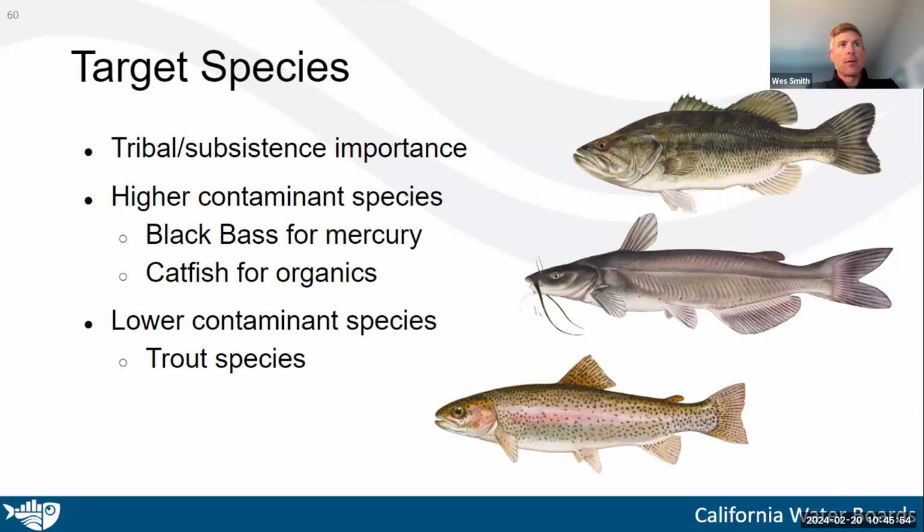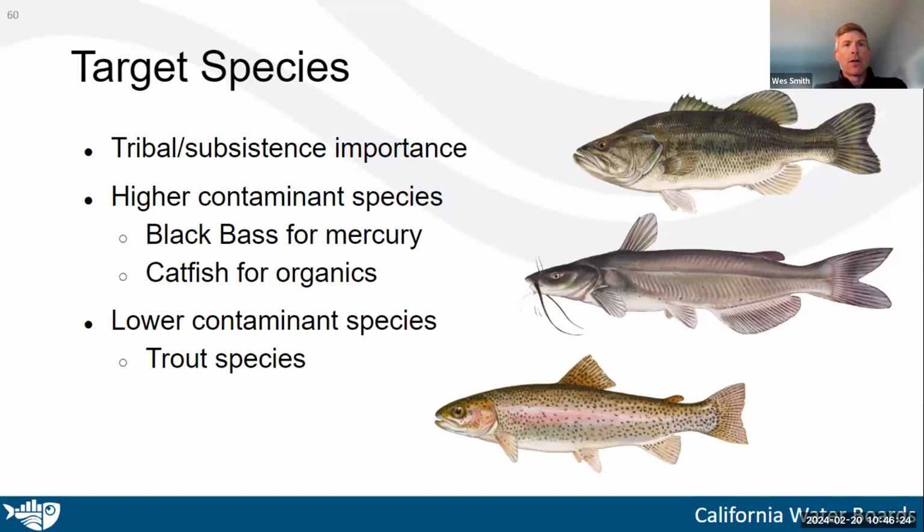As Jay mentioned, for the higher contaminant species, we look at black bass for mercury, a lot of times largemouth or spotted bass, and then catfish, carp, bullhead, and suckers for organic data. For all the reasons Jay mentioned, those tend to be the worst actors, so we usually classify and look at our data based on those 2 species groups.